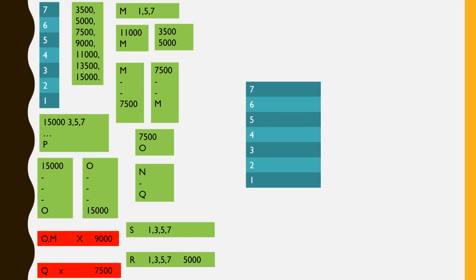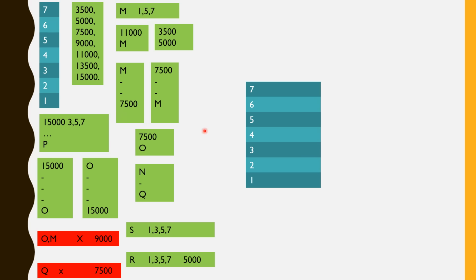Now the question is, with which data should we start? We should start with the data which occurs most frequently. As we can see, M is occurring a lot of times: M in 1, 5, 7, then above M there is 11,000, then M dash dash dash 7,500. So we will try to start with the data related to M.